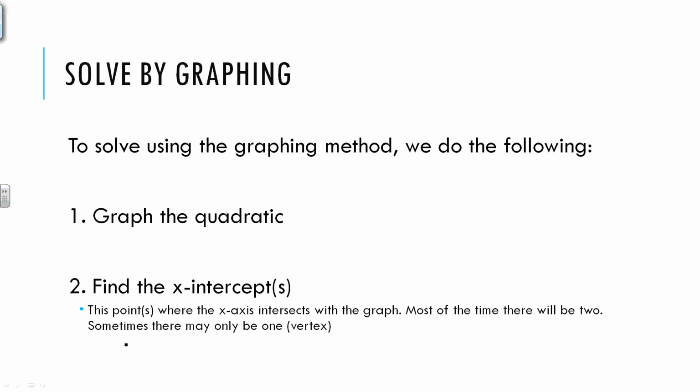Now, one thing I want to point out is that you could have 1 point where the parabola touches the x-axis, you could have 2 points, or you could have no points. Most of the time you're going to have 2. Sometimes you'll only have 1, and that'll be just when the vertex is touching, and we'll see that in the example on the next slide.